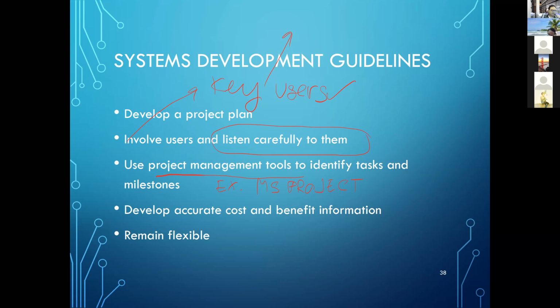And then we also have to develop accurate cost and benefit information. Cost and benefits here, we don't just talk about the money. Money is one factor, but cost and benefit here also include what we call intangible costs and intangible benefits as well. For example, time, popularity, something like that. You can see that time, popularity, and user acceptance cannot be counted as money.